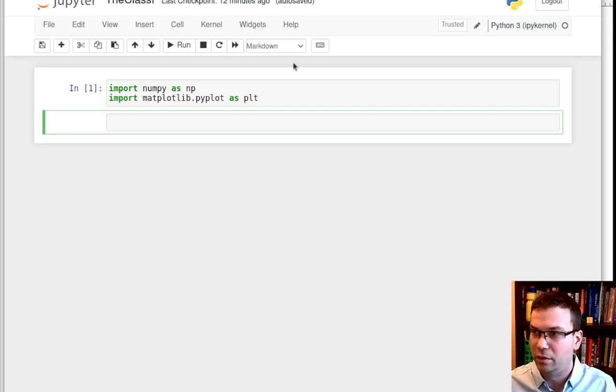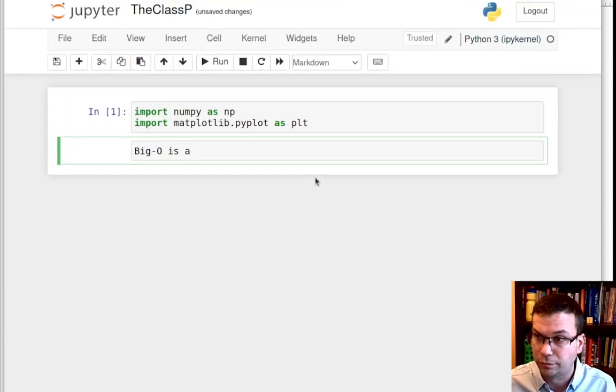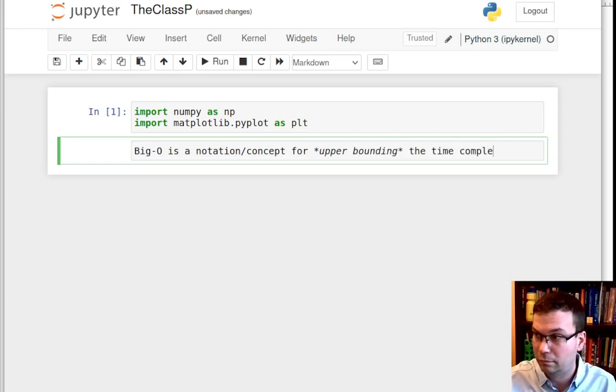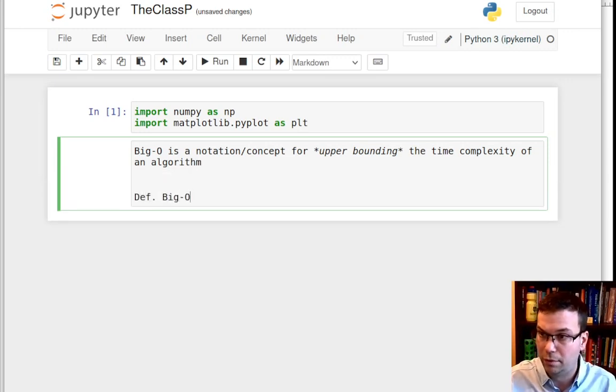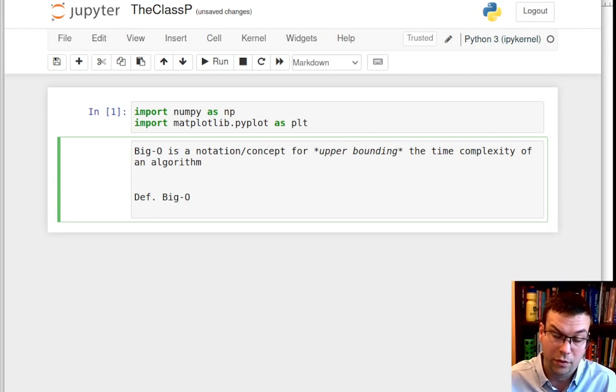So let's start again by talking about Big O. I've already had you watch a few videos on Big O, and we've talked about it in class, but I just want to review the formal definition here. So Big O is a notation and concept for upper bounding the time complexity of an algorithm. The formal definition is actually just about functions, but we often use it in this context to talk about timing functions that say how long an algorithm takes in terms of an input size.